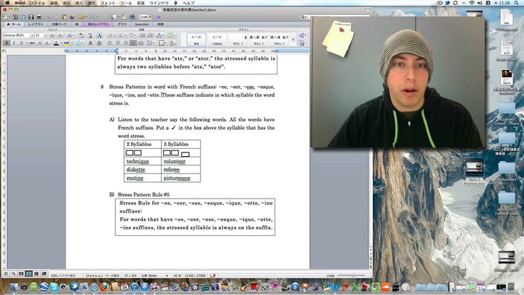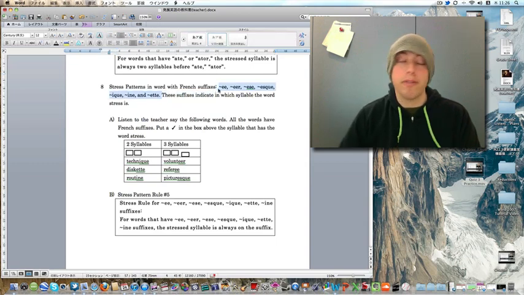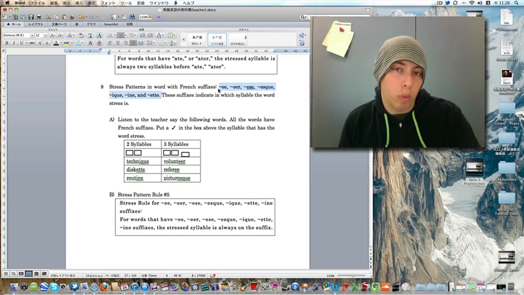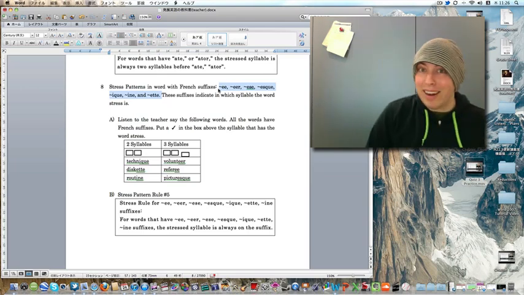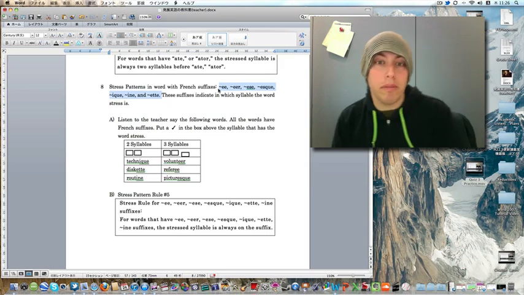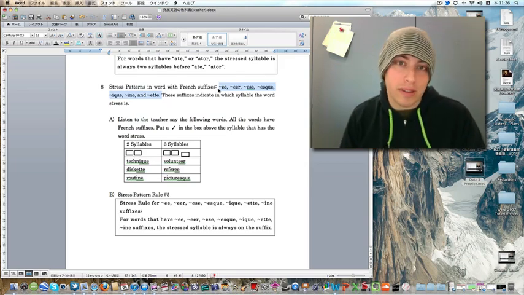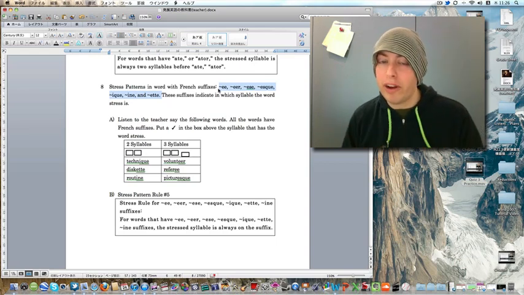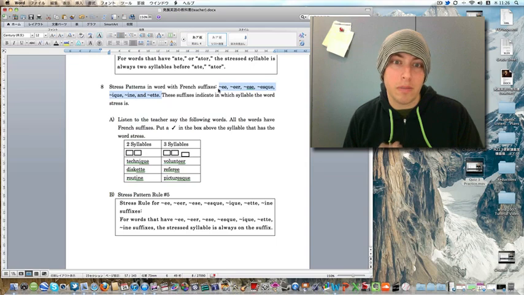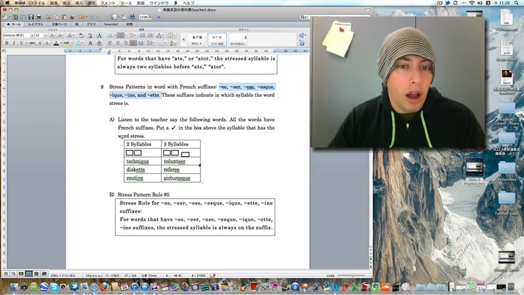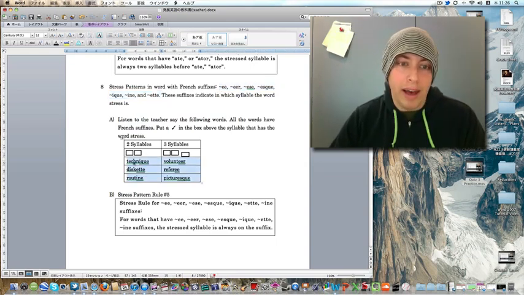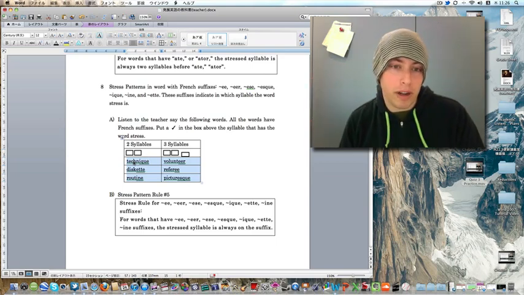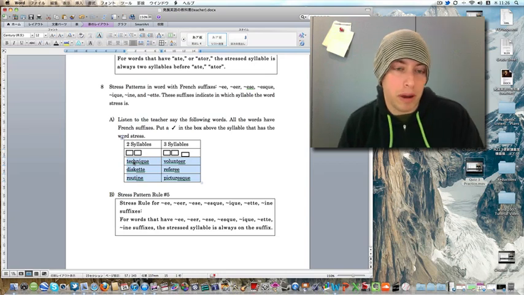This pattern applies to the suffixes that are derived from the French language. When English imported a lot of words, they took many words from Latin, and they especially took a lot of words from French. They also took the suffixes from the French language. And when we use these in English, they have a very easy to remember word stress pattern. So, all of the words here have French suffixes. They have suffixes that are spelled in the French manner and are pronounced in the French manner as well.